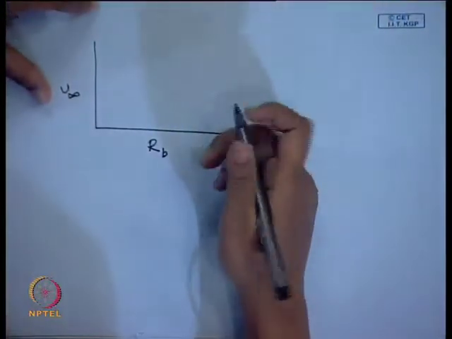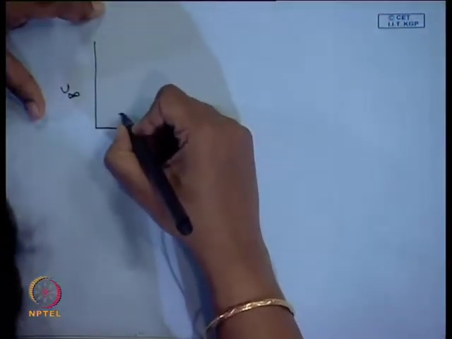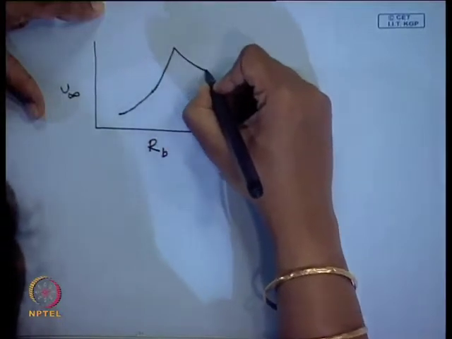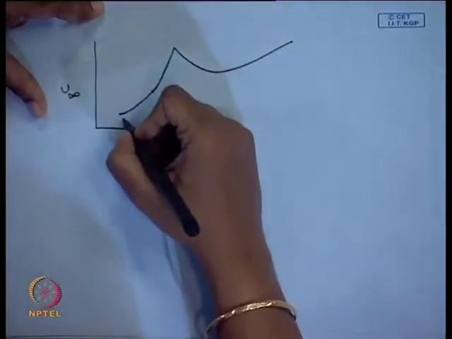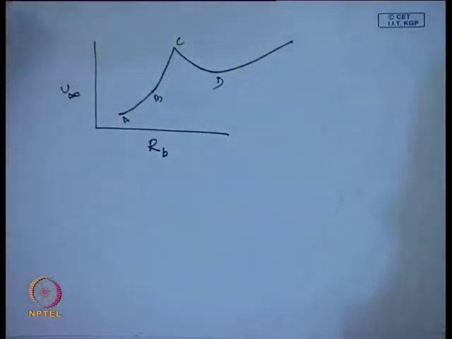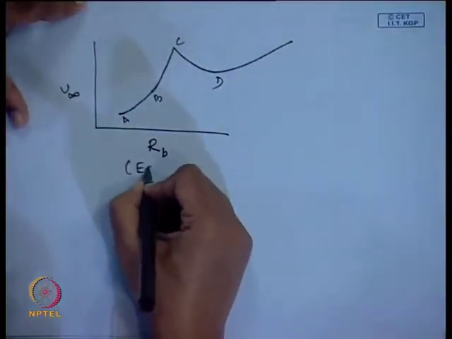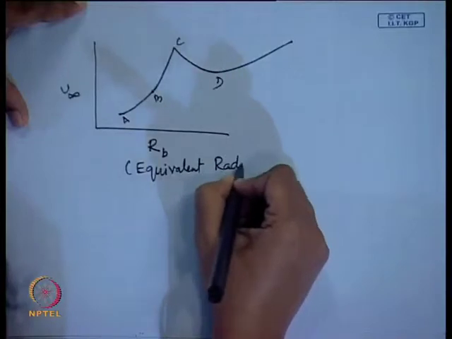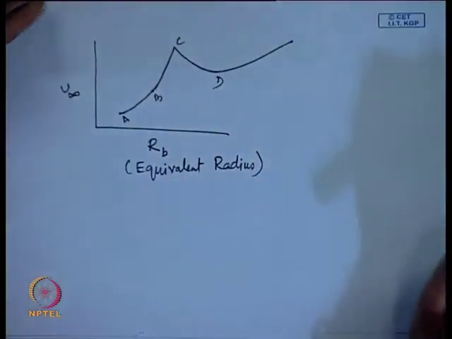The curve is something of this sort, and then it rises steeper and then it falls, and then it is something of this sort. More or less this can be distributed into say 4 or 5 distributions. At this RB, it is the equivalent radius, the radius of a sphere which has the same volume as the bubble.